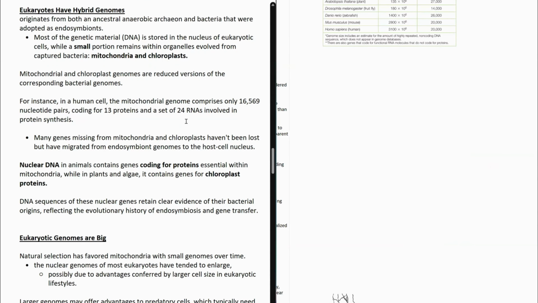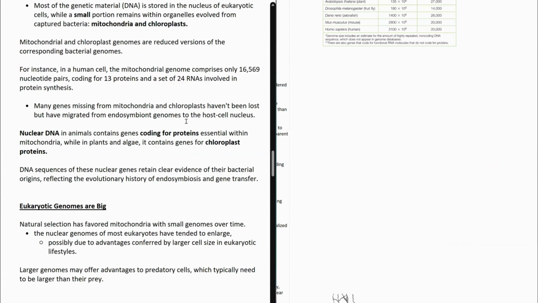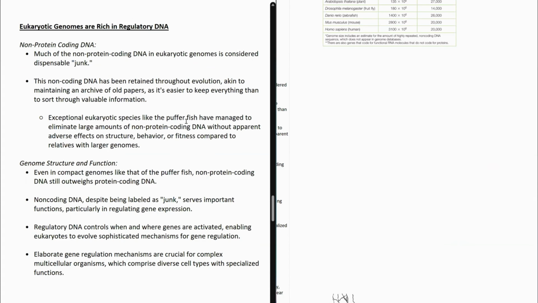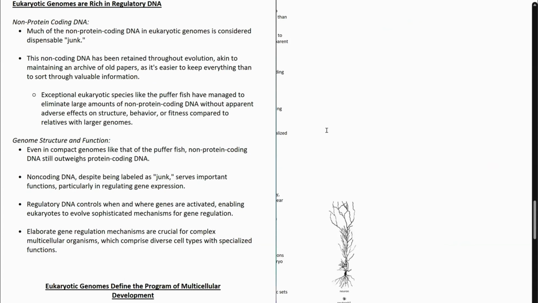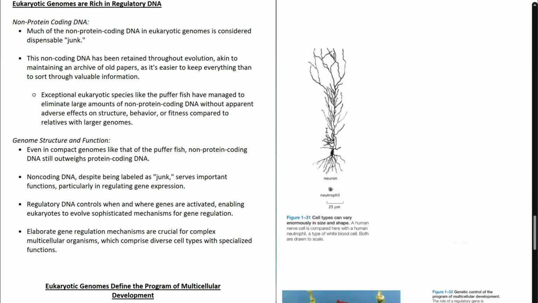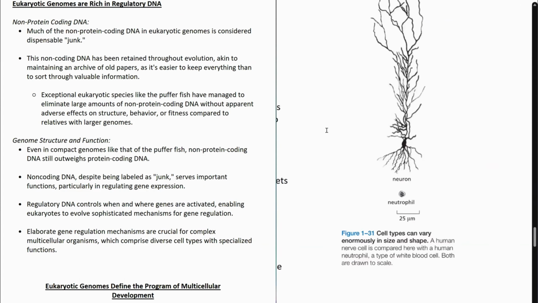Let's continue on here. Okay. Just zoom into this photo.